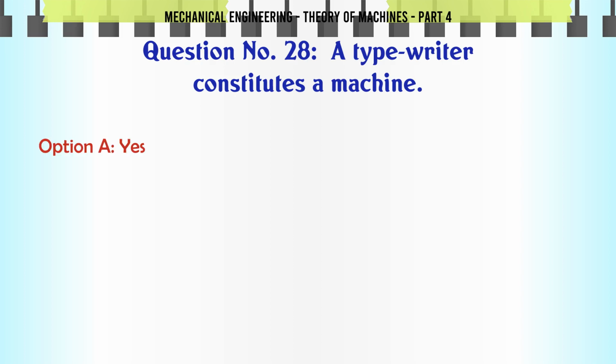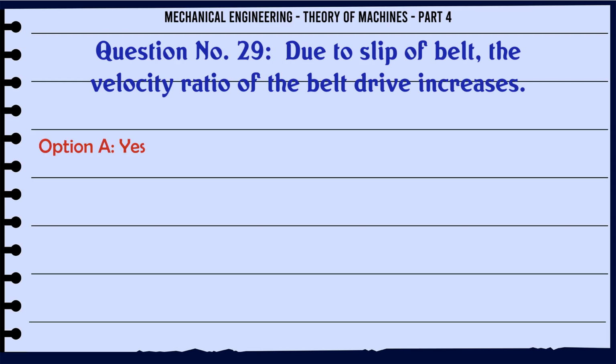A typewriter constitutes a machine. A yes, B no. The correct answer is no. Due to slip of belt, the velocity ratio of the belt drive increases. A yes, B no. The correct answer is no.